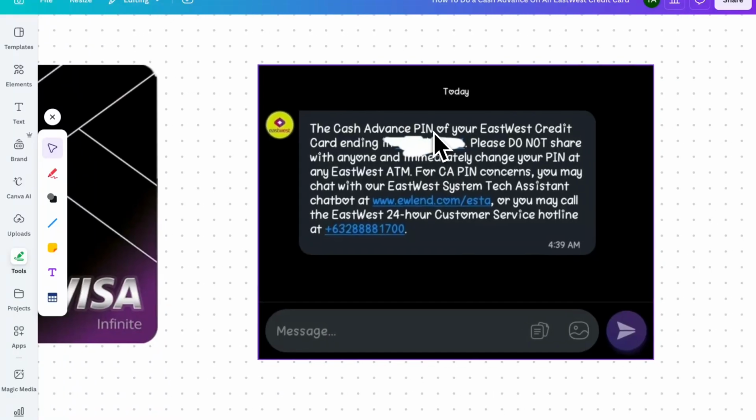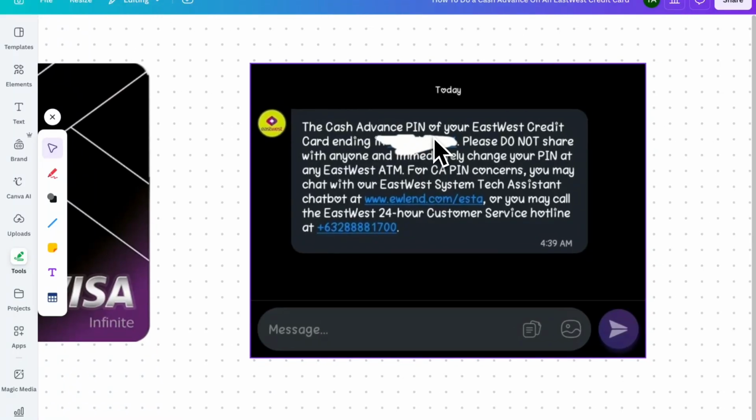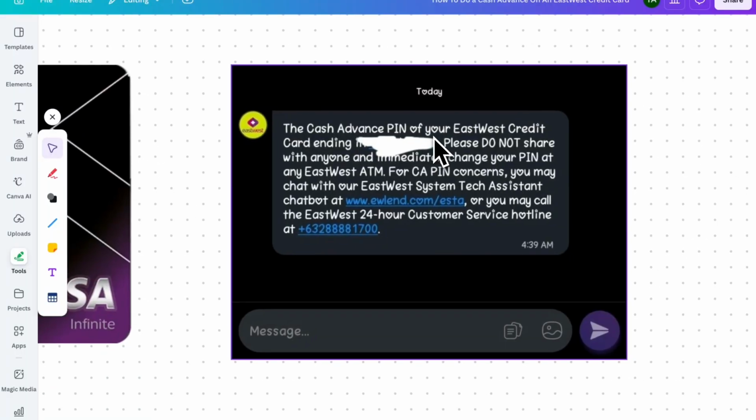So how do you actually get your cash advance PIN if you don't know it? Well, either you can check when you got the credit card in the mail if you have some document where it also says the CA PIN. Sometimes it does. If you don't have the PIN, you can always contact the official EastWest customer support, just so you know, and they will be able to gladly help you to get that specific PIN.